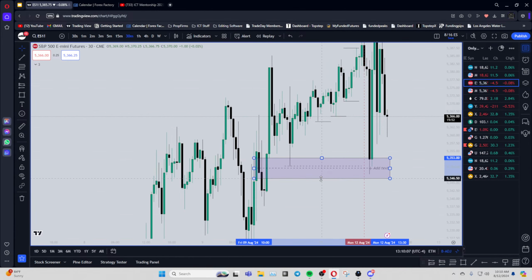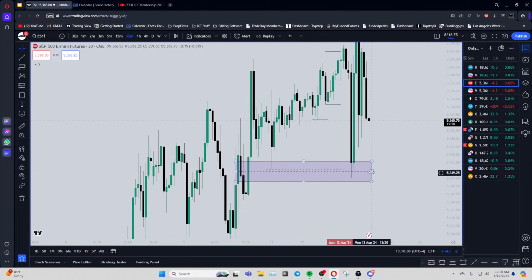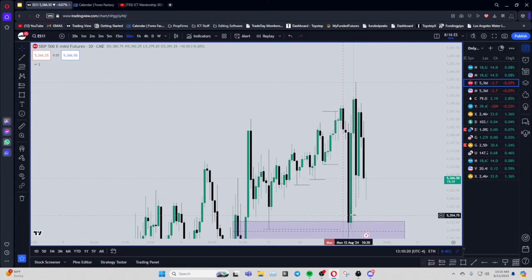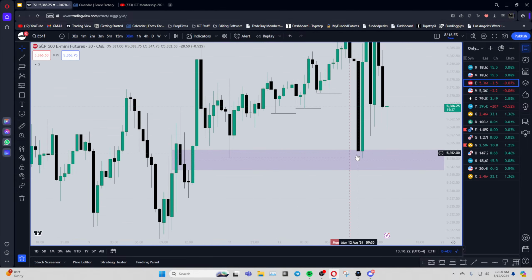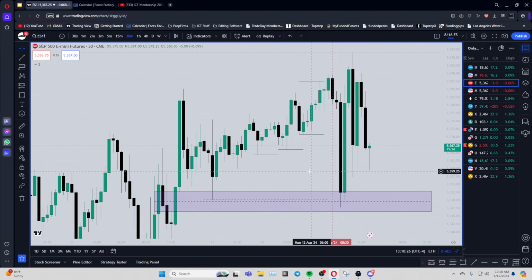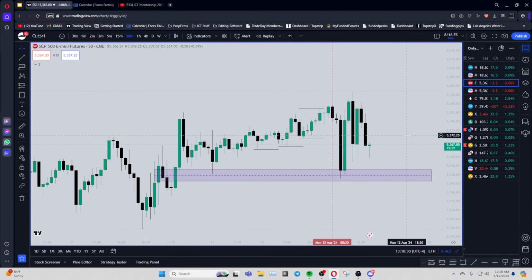Here we go. So we have this BISI. If we're coming down, taking that low, and then respecting this BISI right here, it's obviously showing a willingness to possibly want to go higher, especially with this closure right here. That's when we're going to spot these reversals below liquidity. So we kind of have to combine all these things.